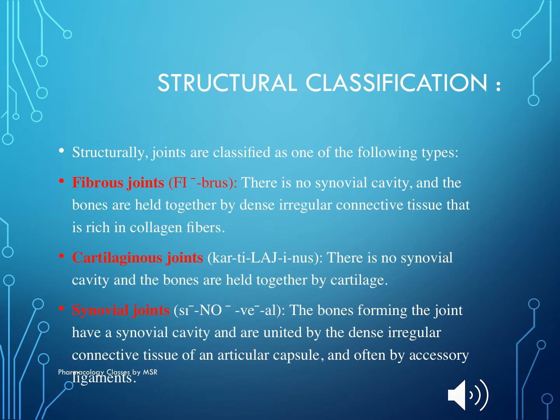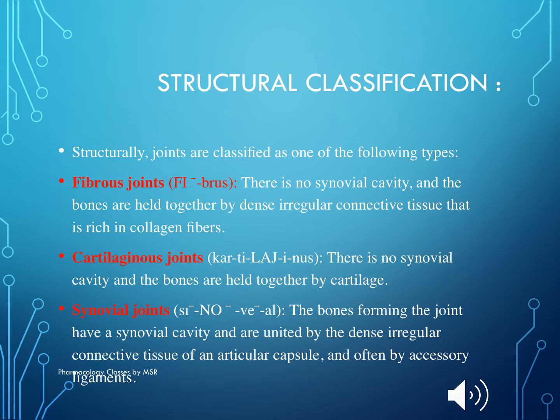Depending upon the structure of the joints, they are classified into three different types: fibrous joints, cartilaginous joints and synovial joints. The first one is fibrous joints. As the name indicates, the two bones are held together by irregular connective tissue which is very rich in fibers, so we call it a fibrous joint.